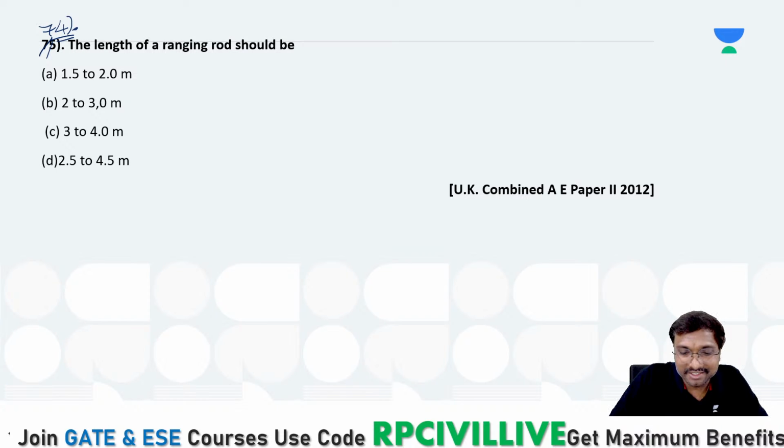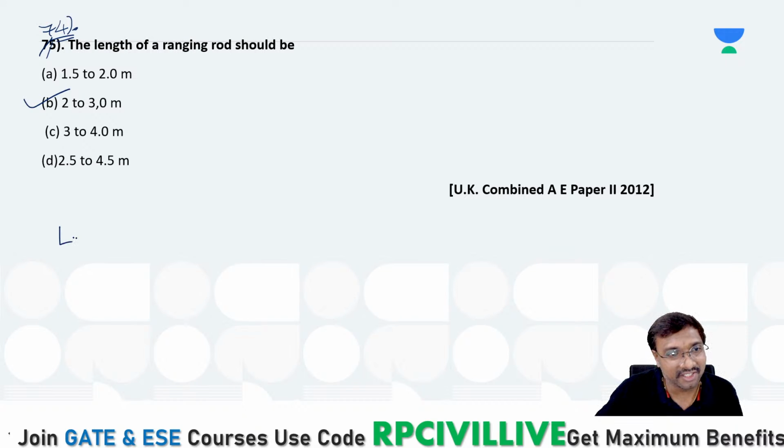You are changing your answer. Okay. Length of the ranging rod is 2 to 3 meters, right? Length of the ranging rod is which one? Total length is equal to what? That total length is equal to that 2 to 3 meters only.